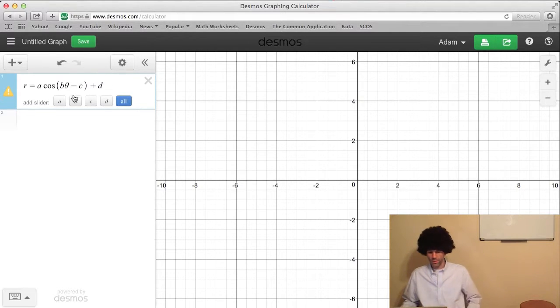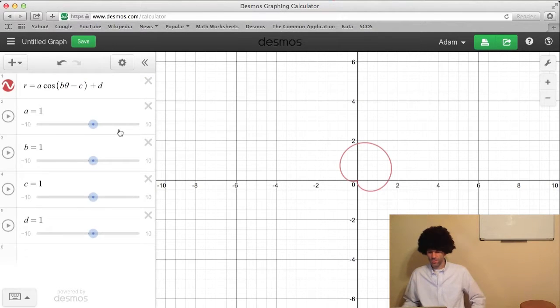I want to point out one thing. Notice that this that I have highlighted is often in parentheses. This time I'm going to leave it out of the parentheses. All right, so here we go. We have a slider for all of them. So let's change A. It's going to be how far our flower comes out. I'm going to change it to about 1/2. How do you know? Well, you'll see in a minute.